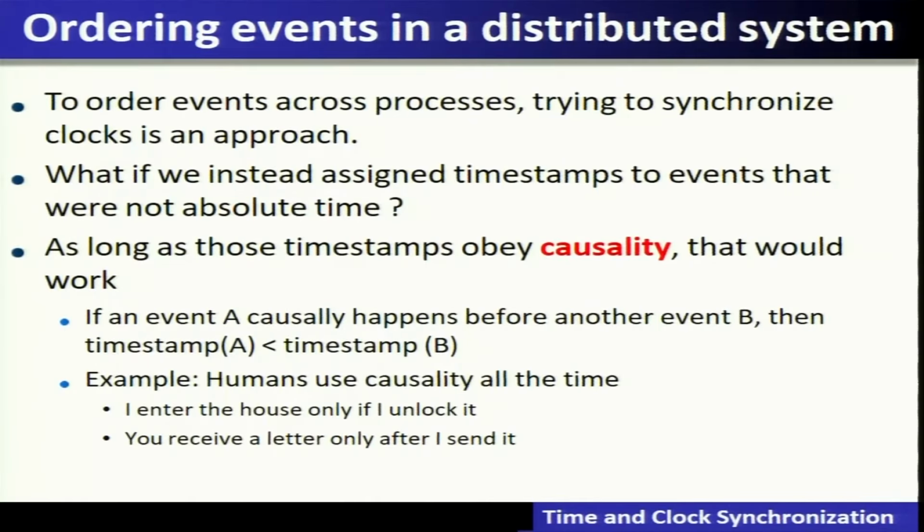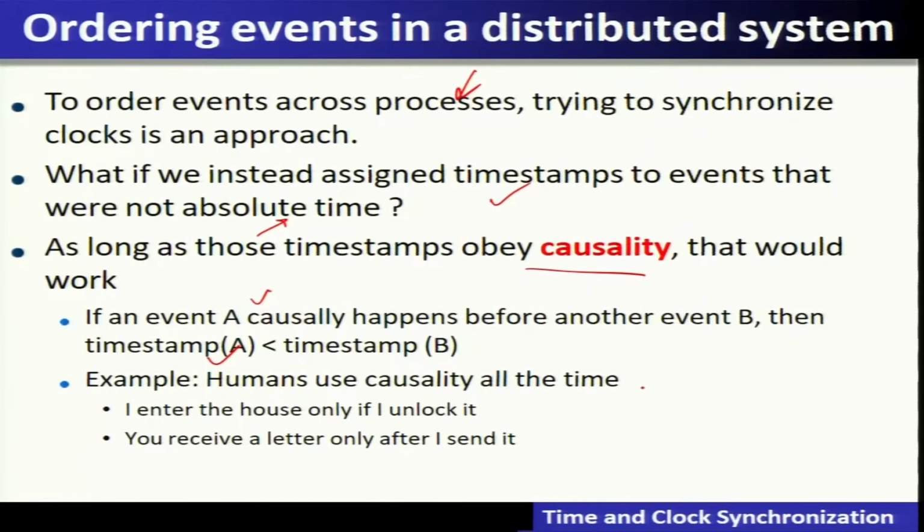So, in order to order the events across the processes, we consider the IoT devices running these processes, trying to synchronize the clock in an approach. What if we assign time stamps to the events that were not absolute time? Absolute means not according to the physical clock time. As long as these time stamps obey causality, that would work. For example, if an event A causally happened before another event B, then the time stamp of A should be less than the time stamp of B.